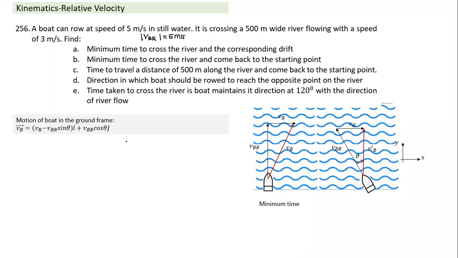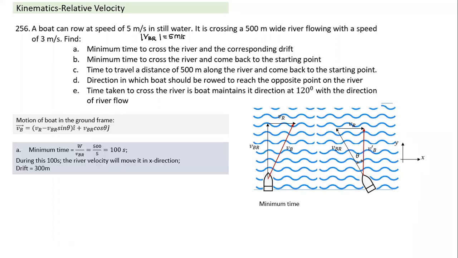Okay. The motion of the boat in the ground frame, this is always the velocity for a general value of theta here. To cross in the minimum time, again, we understand this has to be maximum, cos theta has to be 1. So minimum time is equal to width of the river divided by VBR, 500 by 5. It will take 100 seconds. But during 100 seconds, what will happen? Though it is having displacement along y-axis, which is helping to cross the river, it is also being flown downstream continuously.